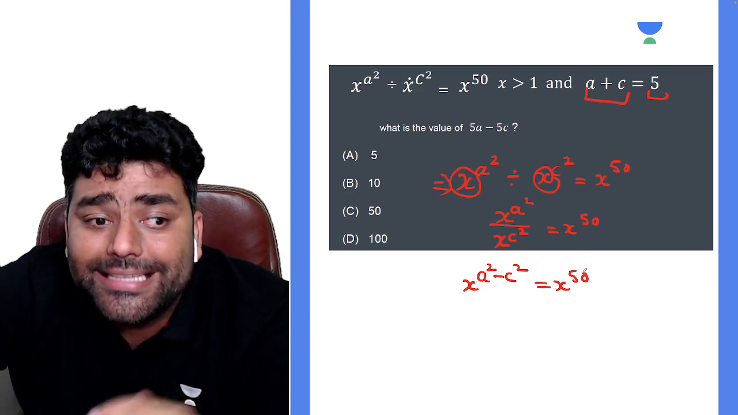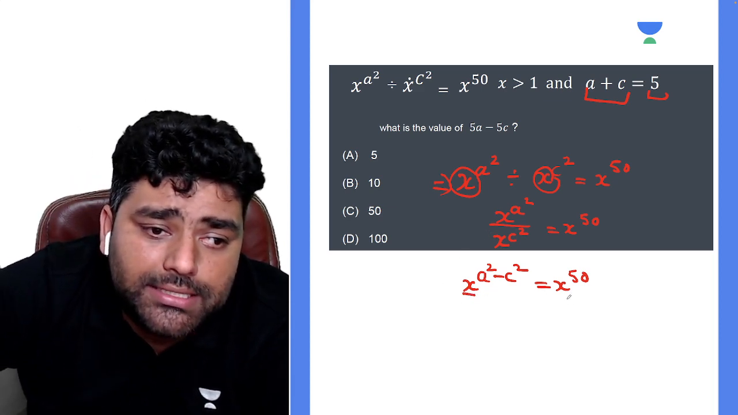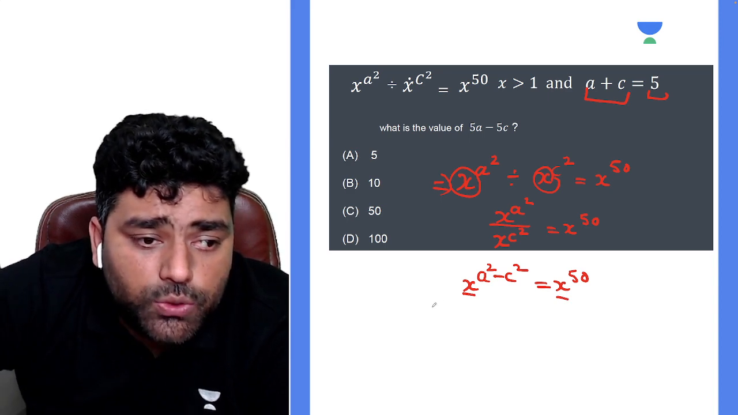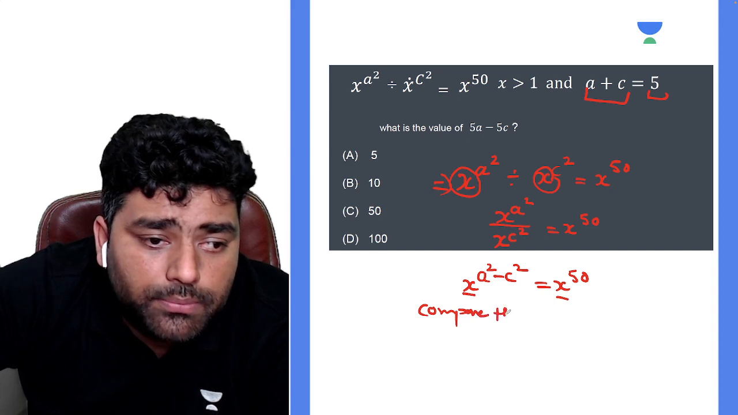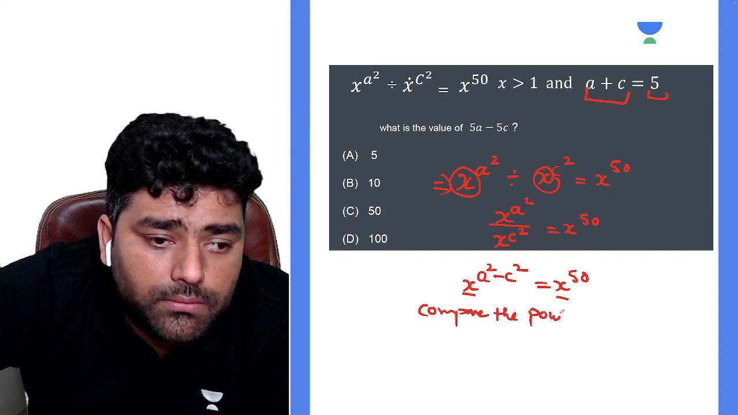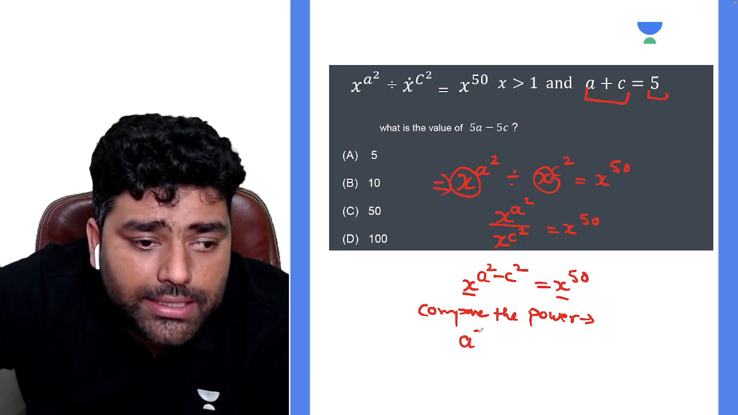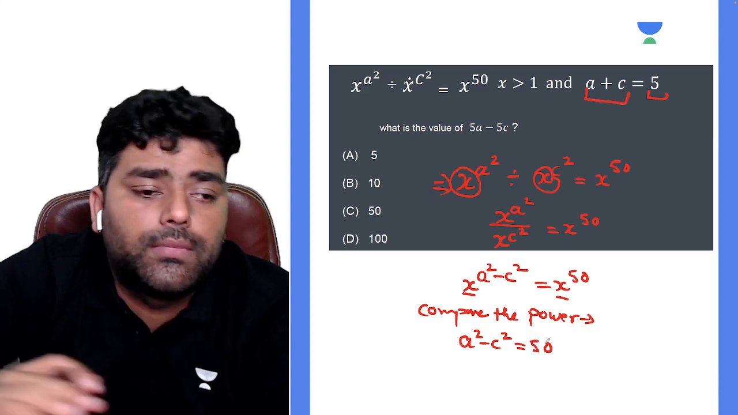Now you see the bases are the same, right? The base here is x, and the base here is x. So what you can do is compare the powers. If you compare the powers, you can write down a square minus c square is equal to 50. Okay.